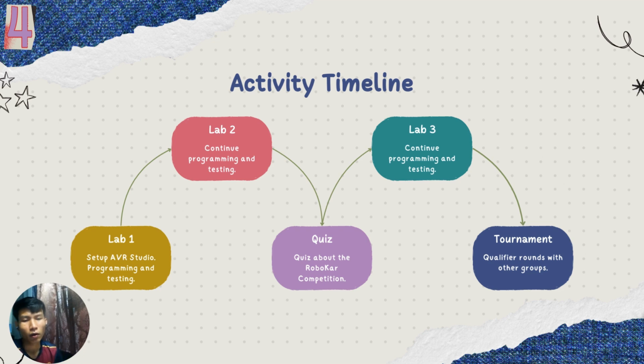Then on 8 June, we had our second lab. In this session, we focused on making the Robocar's movement smoother, especially when it came to sharp turns. We also spent time testing the obstacle sensor and the light sensor to figure out what adjustments we needed to make in our programming. This was a crucial part of making sure our Robocar could handle different challenges.